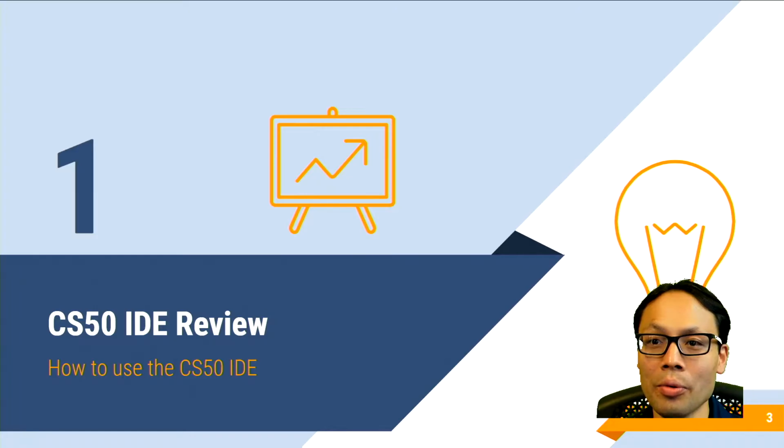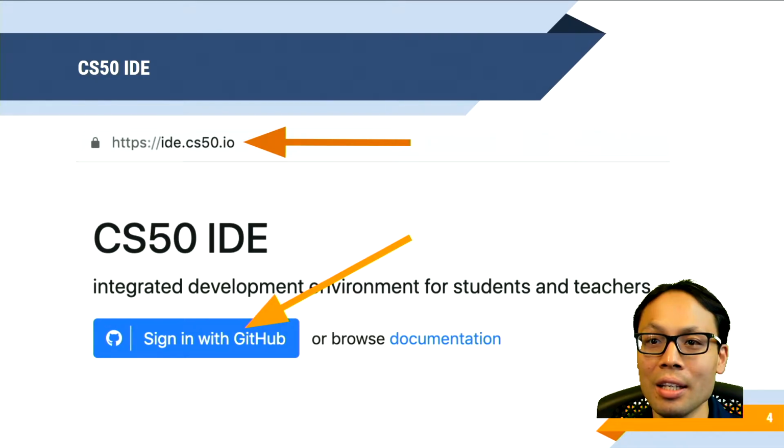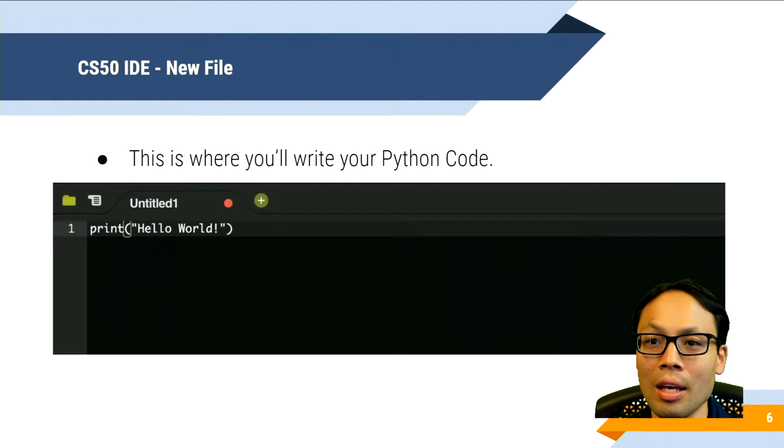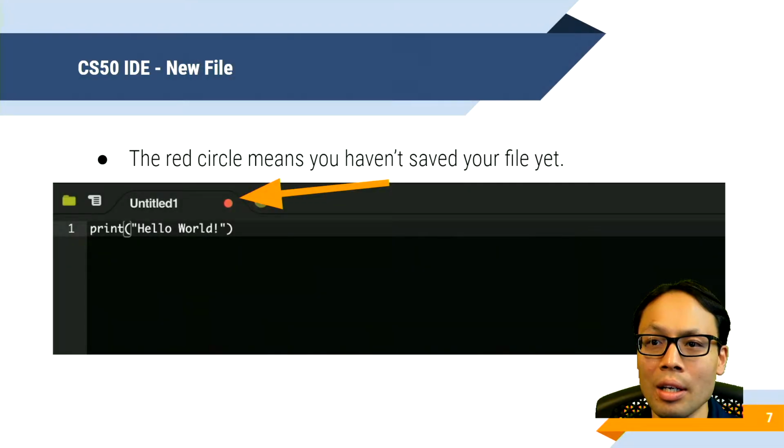So, a quick review of CS50 IDE. Again, CS50 IDE is at ide.cs50.io. Sign in with your GitHub account. To create a new file, click on the circle, click on New File, and this is where you're going to write your Python code, and you'll also write your HTML code here too. It's your text editor.